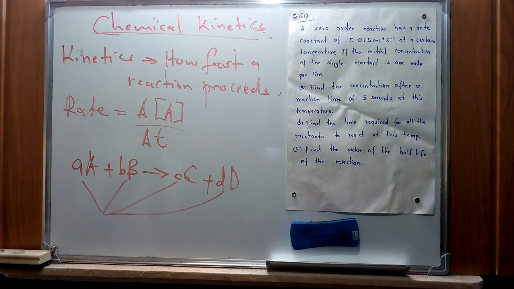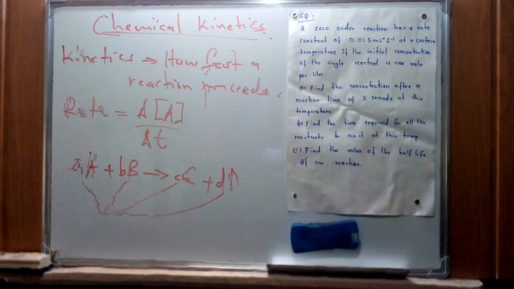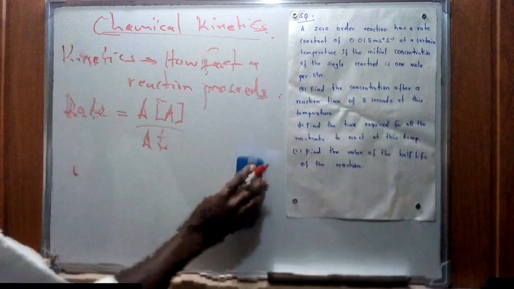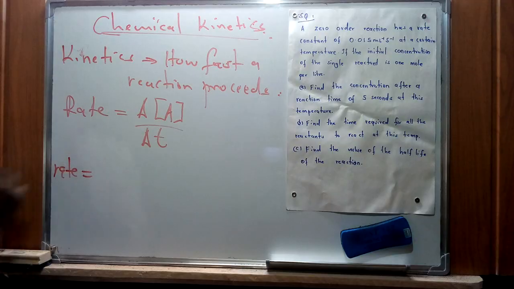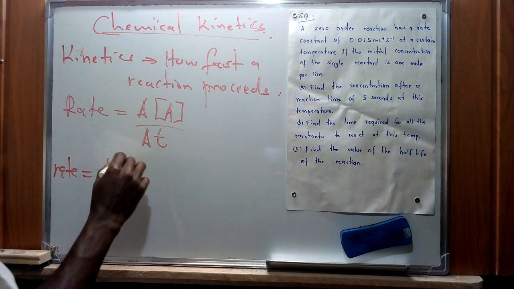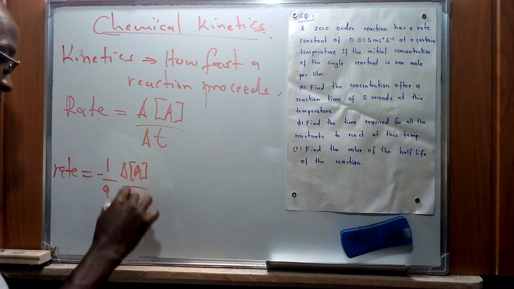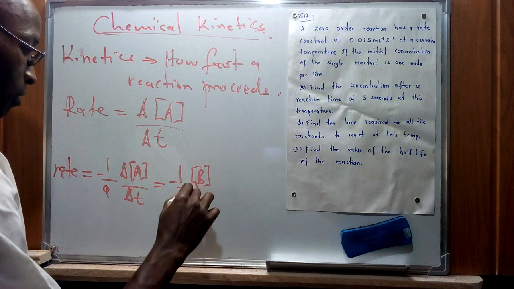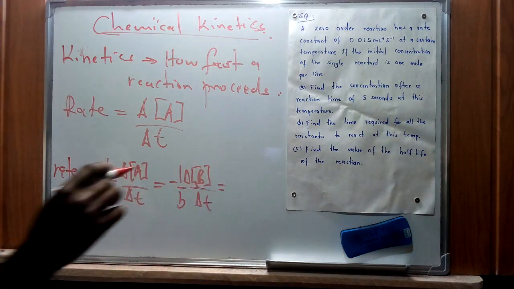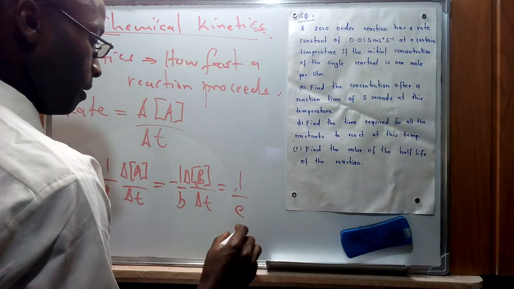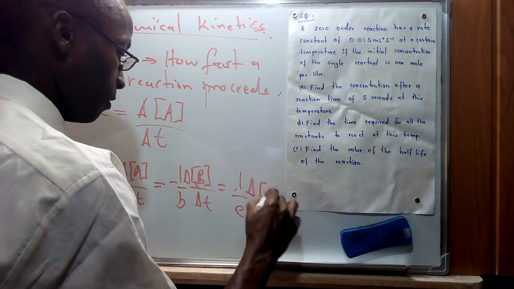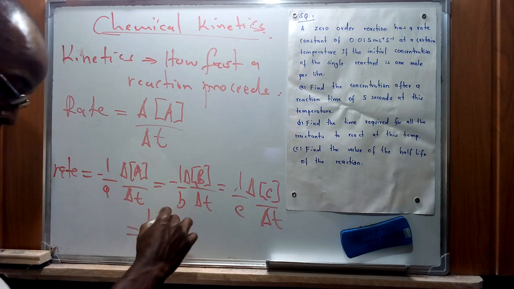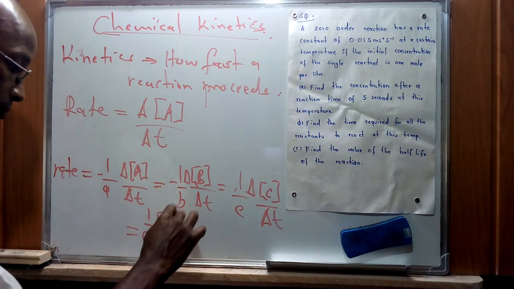From the stoichiometric equations, we know that the coefficients are used to describe the volumes, the way in which we are going to describe this reactant, being represented as 1 over a, change in the concentration of A over change in time, will be equal to negative 1 over b, change in the concentration of B over change in time, which will be equal to positive 1 over c, change in the concentration of C over change in time, which will be equal still to 1 over d, change in the concentration of D over change in time.